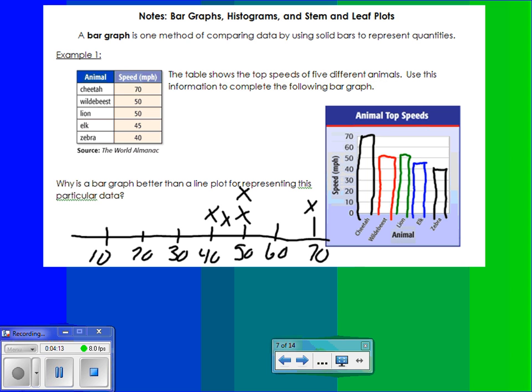Would it kind of start to get confusing using this line plot? Yes. Okay, is it easy to see on the bar graph how to compare the speeds of two different animals? Why don't we just use a bar graph? Okay, so that was the question. Why is a bar graph better? Because it's easier to compare the different animals if we use a bar graph versus a line plot where we're not sure. We have to write all kinds of information down below.